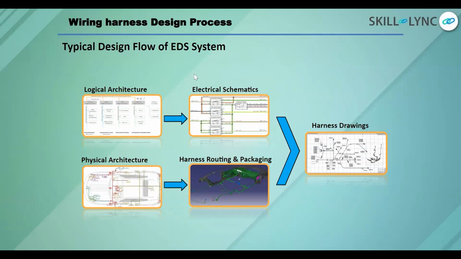Correct. So there are multiple engineers who are going to work on developing the final output, what we are looking at here. So first step is basically understanding the logical architecture. The logical architecture is going to deal with understanding what are the different systems and subsystems which are going to be a part of your vehicle system. Okay. So out of this logical architecture, we are going to develop something called electrical schematics. Electrical schematics is going to give an idea about what types of connections have to be made.